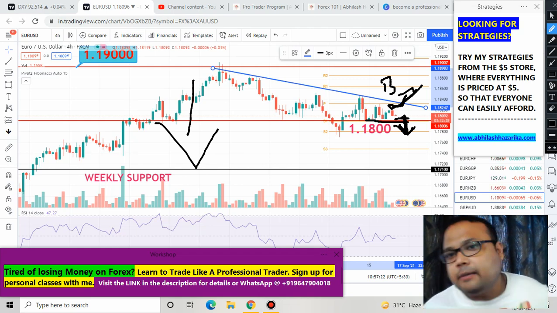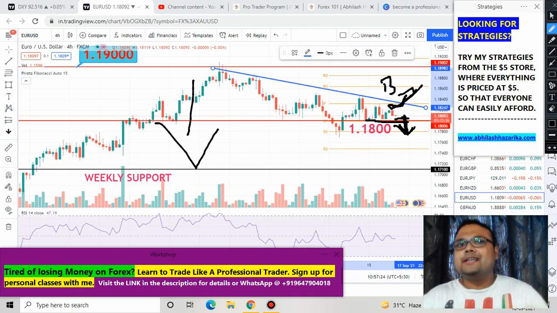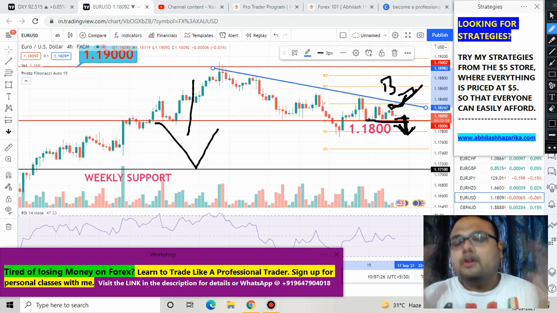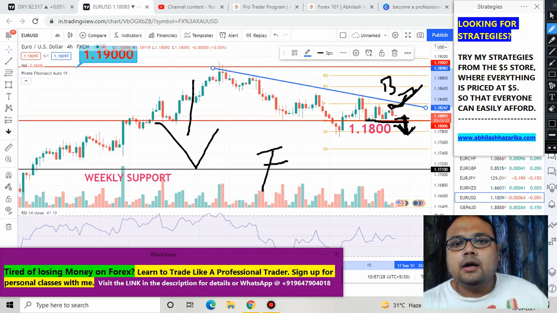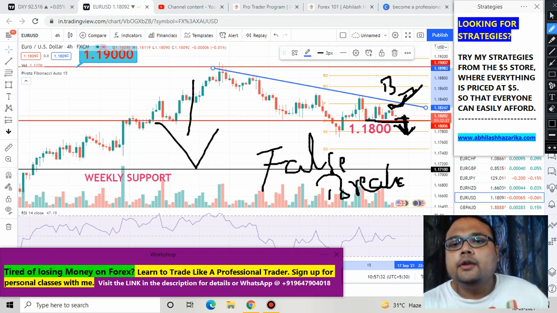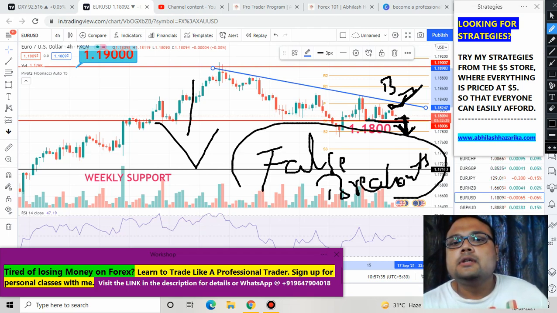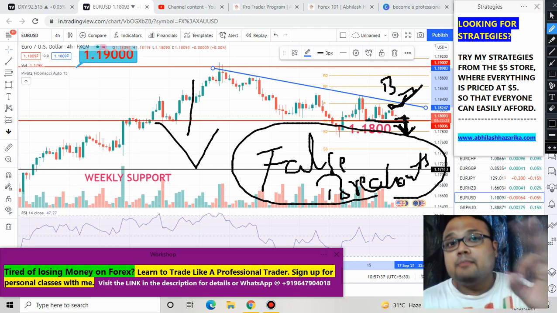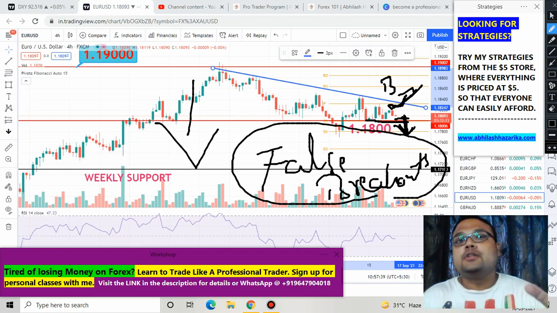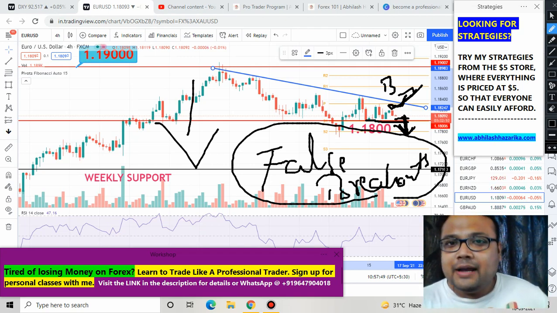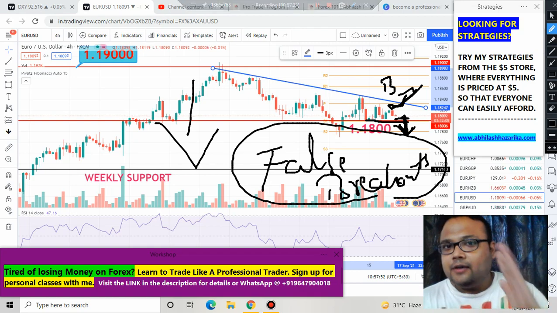for shorting the market. So what I'm trying to say is that try to avoid false breakouts, because false breakouts are very dangerous, and the only way to avoid false breakouts is to wait for the market to give you the confirmation, and you'll only get the confirmation once you see the market trading comfortably above the resistance or below the support. So my dear friends, have patience and do not rush.